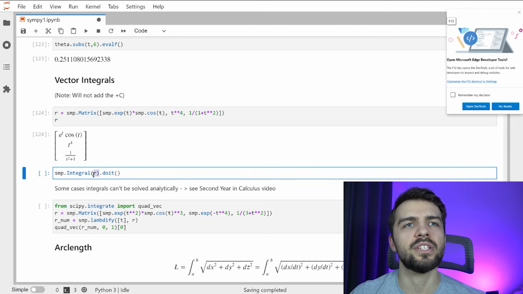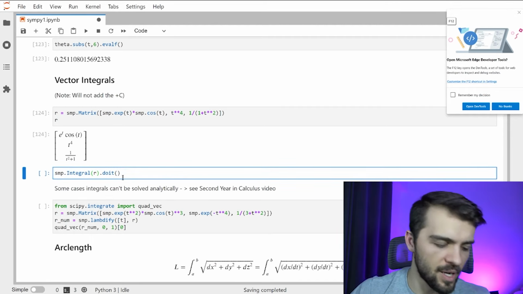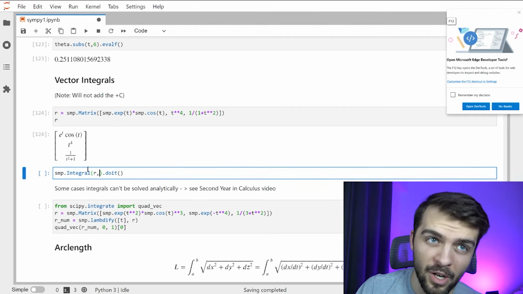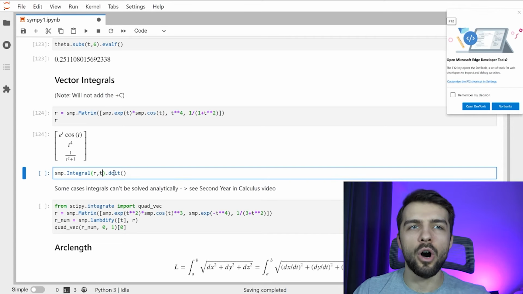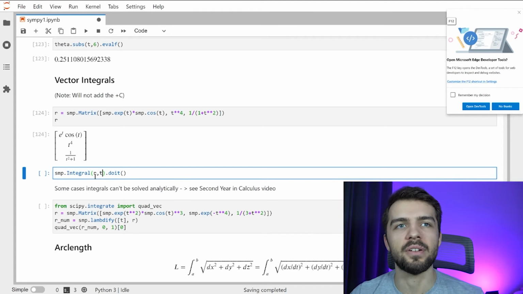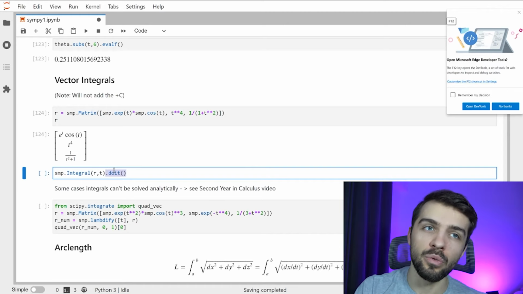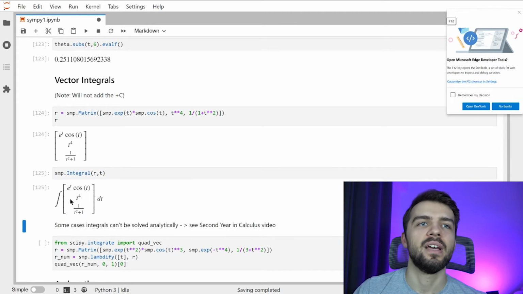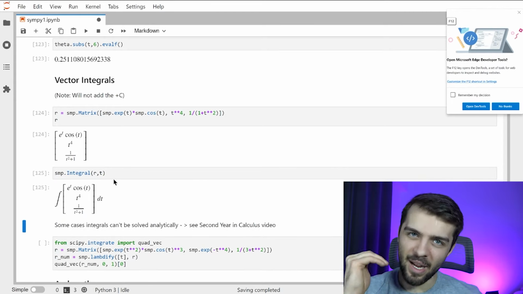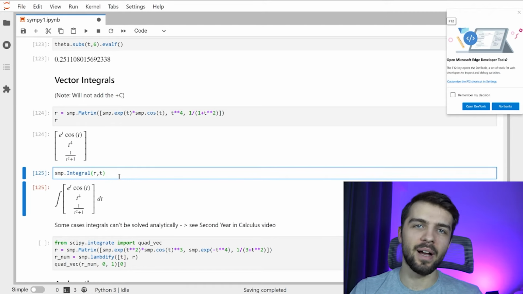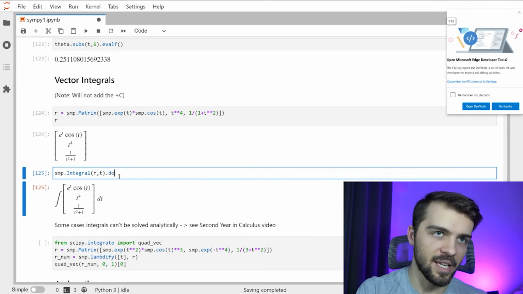So I integrate r with respect to t. By the way, there's only one variable here, so I don't need to specify it, but it's always good practice to put the variable that you're integrating with respect to. Again, if I don't do this, it will just do something like this. I say, I want you to actually do it, right? SymPy will be as lazy as possible. So I say, do it.